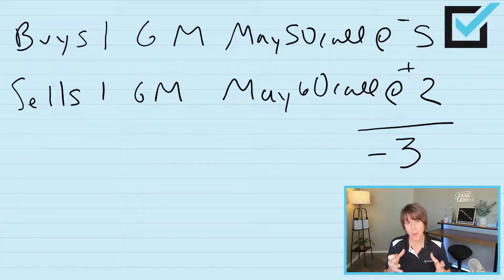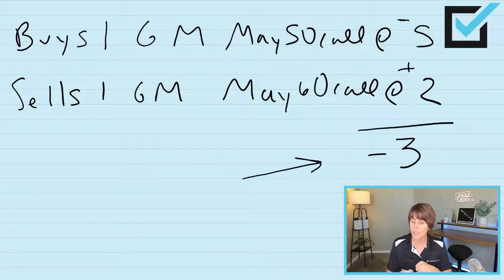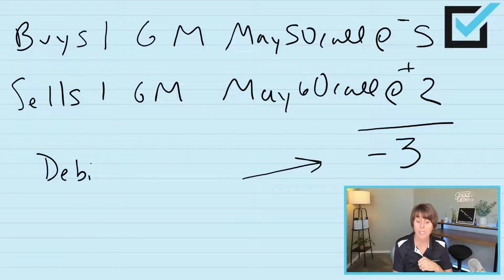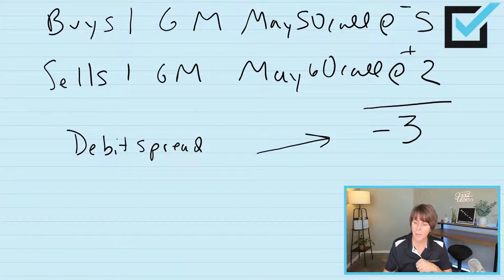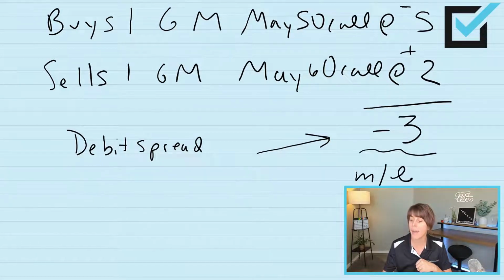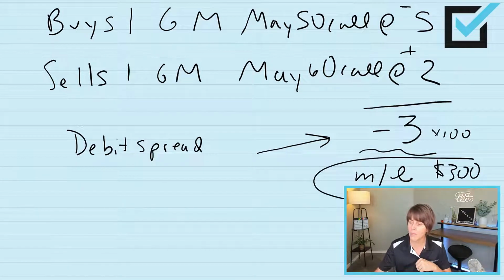When you have a question about a spread, there's a handful of questions that the test is going to ask you. First off, when this is negative, it is a debit spread. And when it's a negative number, that is the most that Morgan can lose. So 3 times 100, $300, would be the most in this position that Morgan could lose.